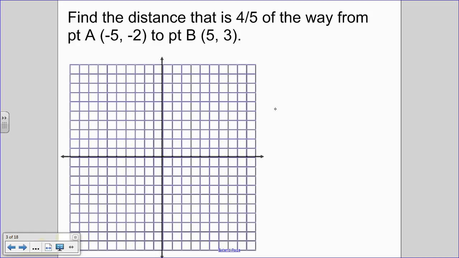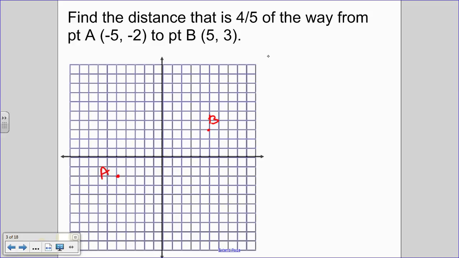Question 3 says, find the distance that is 4/5 of the way from point A, which is (-5, -2), to point B, which is at (5, 3). So if I were to plot those on the graph, (-5, -2) would be here. There's A. And (5, 3) would be here. That's where B would be.